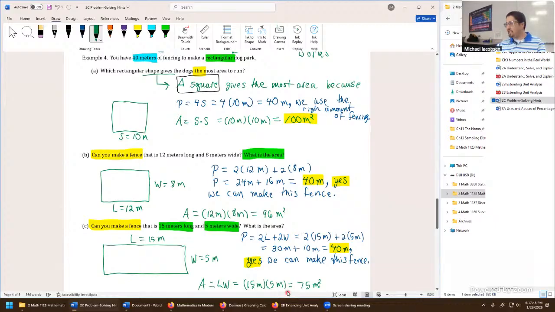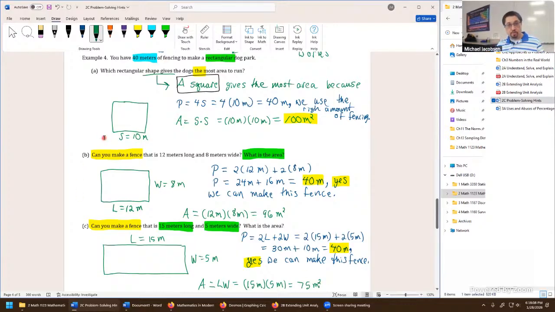And that's kind of interesting. Between parts B and C, let's look at what happened. Here the dimensions were kind of close to each other, right? It was more squarish in part B. We had an area of 96 meters squared. But when we made it less squarish, this is now a pretty long and short width, we got less area altogether. So the logic really does seem to pan out.